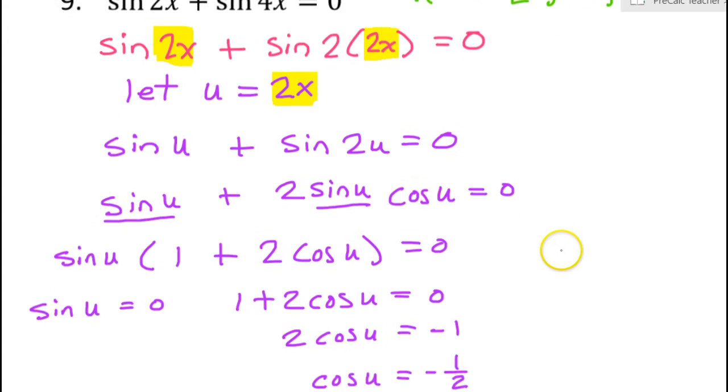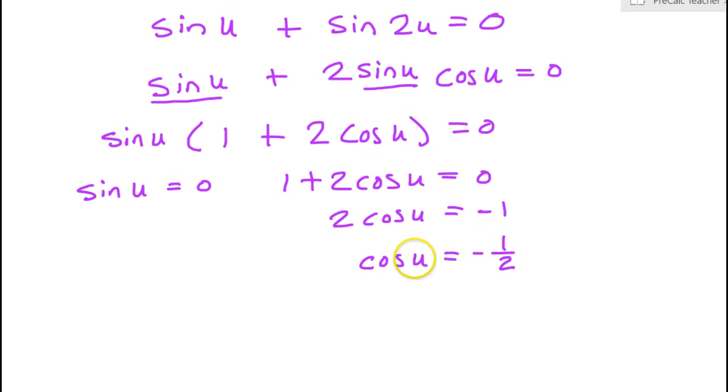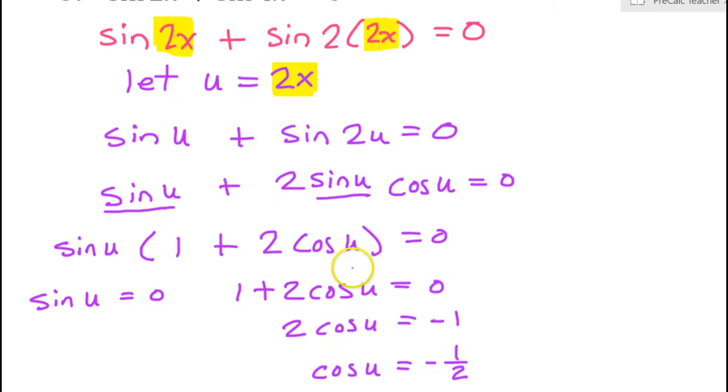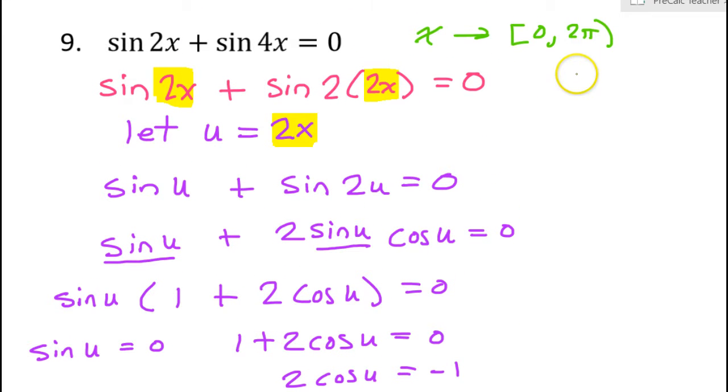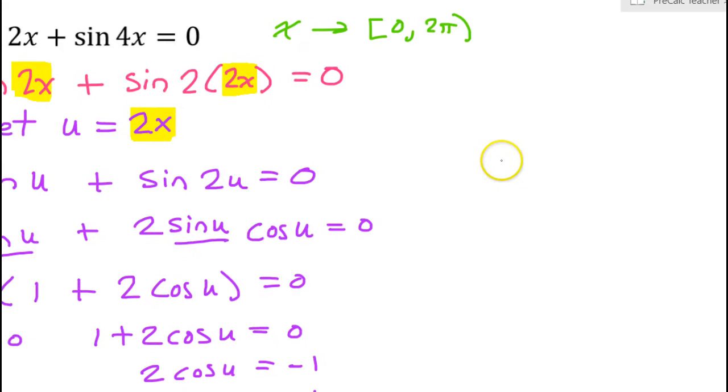Okay, now here's the thing though. We don't have x anymore. We have u. So do we want to just find u values that are between 0 and 2 pi, or do we have to change this somehow? So here's the thing. If x is going to be between 0 and 2 pi, what about 2x? 2x is going to be between 0 and 4 pi.